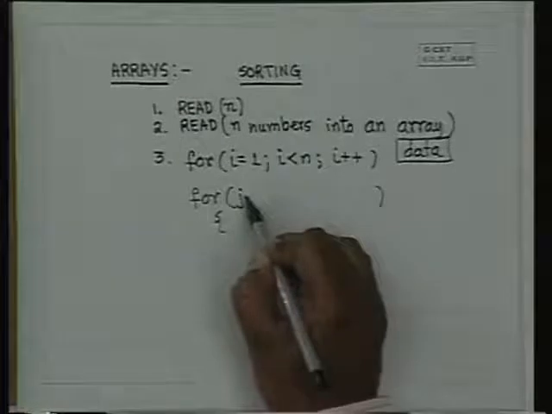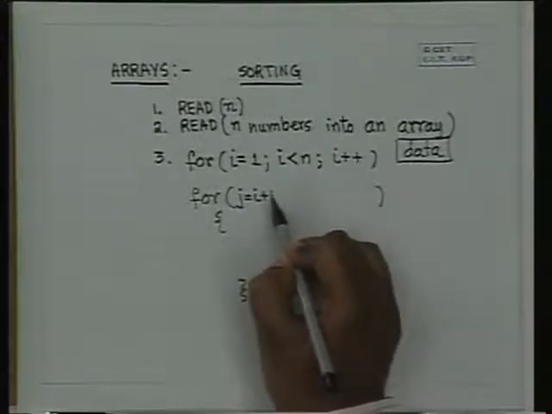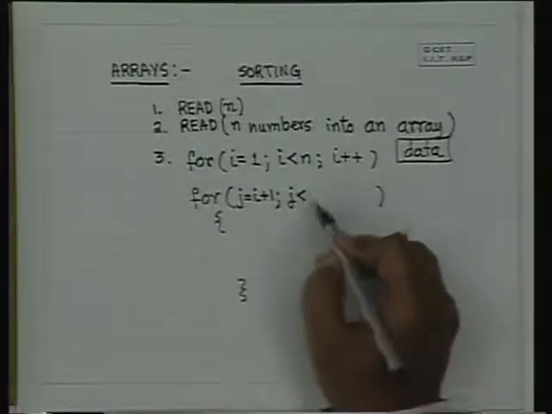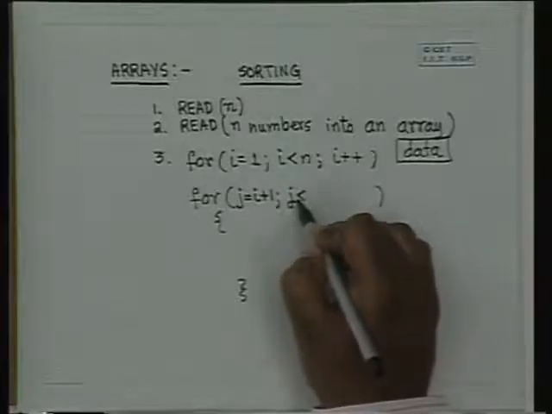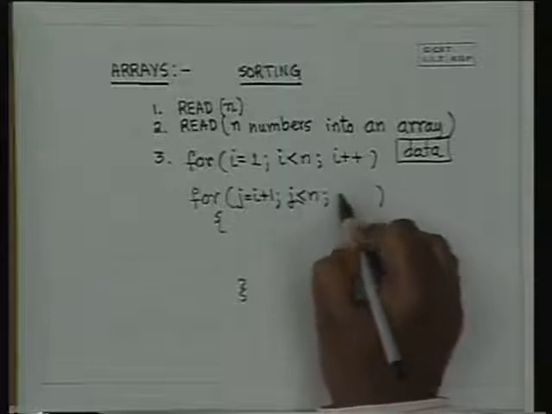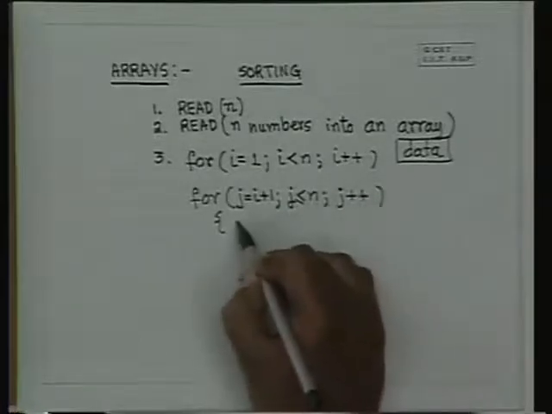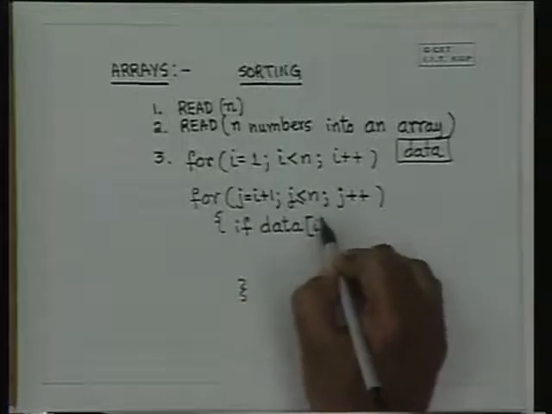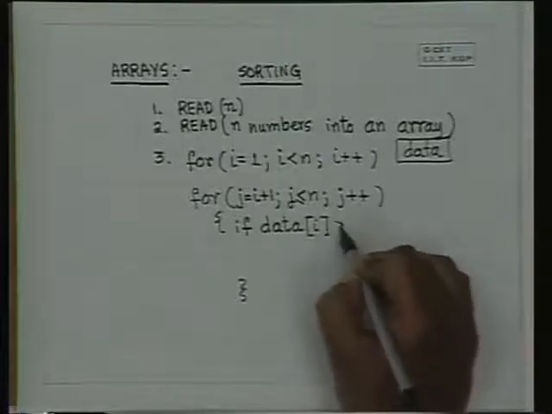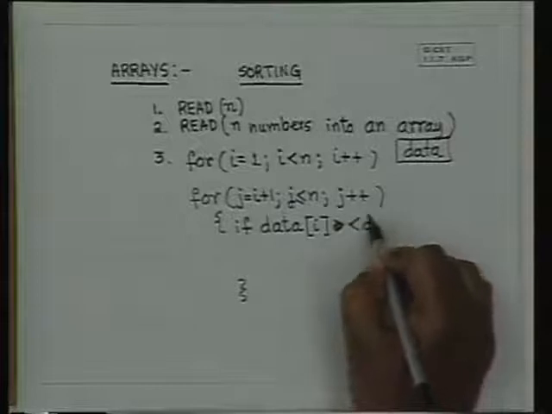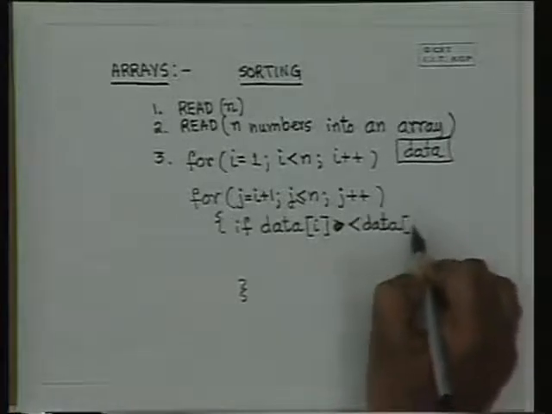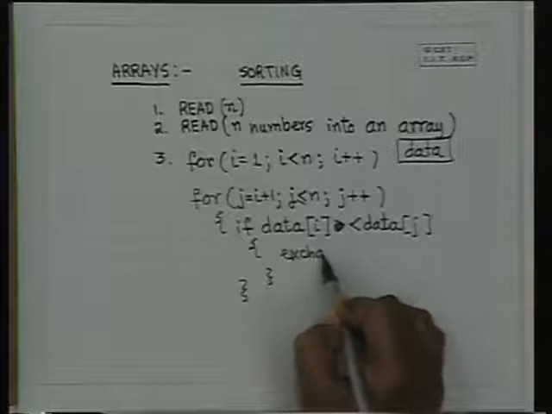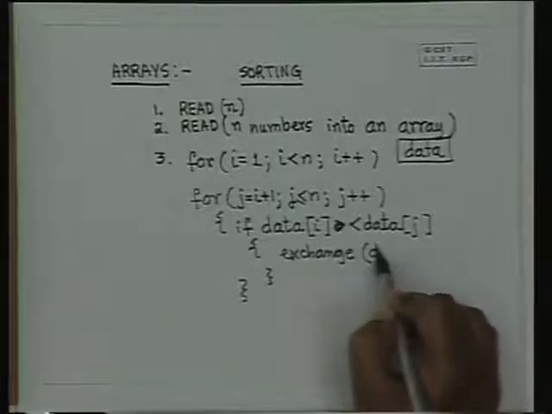So we will use a loop for j is equal to I plus 1 till j is say less than or equal to n, and increment it, and we will compare: if data I is less than data j, then we will exchange data I and data j.